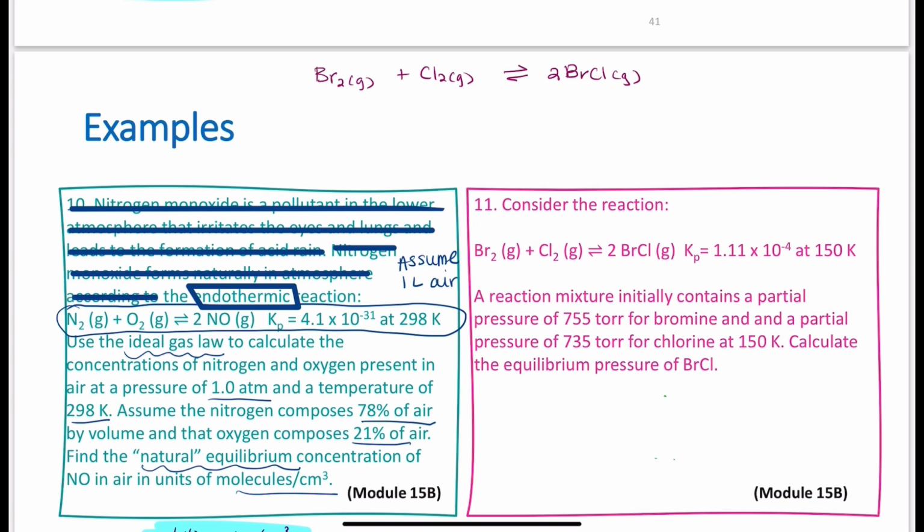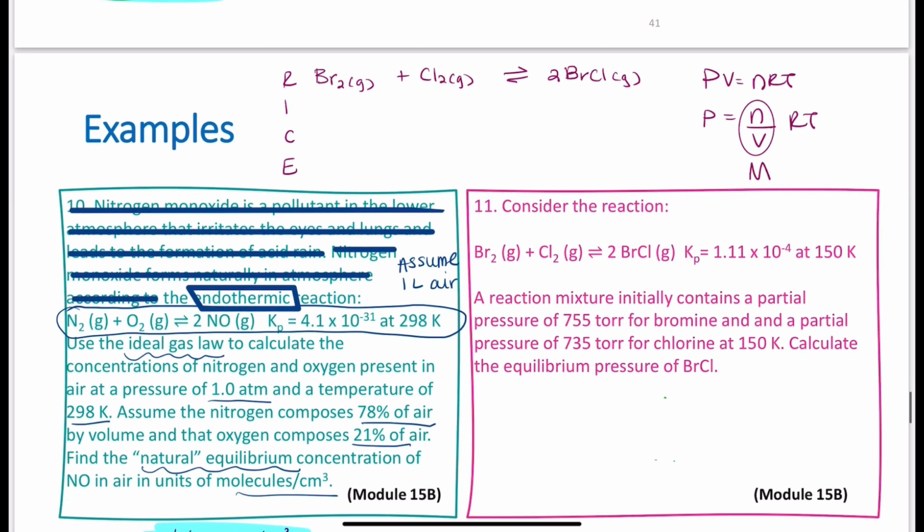I need this in atmospheres. This is in torr. So RICE charts, I know I told you guys that RICE charts only work for molarity. That's true 95% of the time. They can also work with pressures. Because remember, your molarity is related to your pressure through your gas constant through your ideal gas law. So PV equals nRT, T being your temperature, R being a constant. This can be rewritten as P equals n over V times RT, but this quantity right here is molarity, which means that if I'm at a constant temperature and the gas constant's a constant, my pressure and my molarity are related to each other. So I can actually use pressure in these tables, but I do need them in atmospheres to be able to do that.